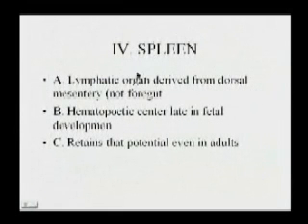Next we can describe the development of the spleen. It is a lymphatic organ that is derived from the dorsal mesentery, not foregut, so it's the mesenchyme within the dorsal mesentery that is going to differentiate in this selective clustered area. The hematopoietic nature of this organ is emphasized here. It is one of the major hematopoietic centers late in fetal development. We've already talked about the liver being one of the earliest. Now the spleen will contribute at a later point in fetal development, and it retains that potential even into adulthood.